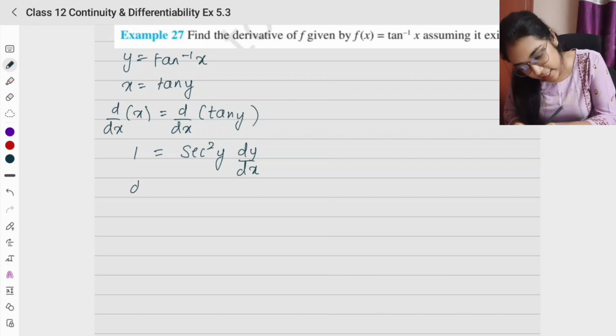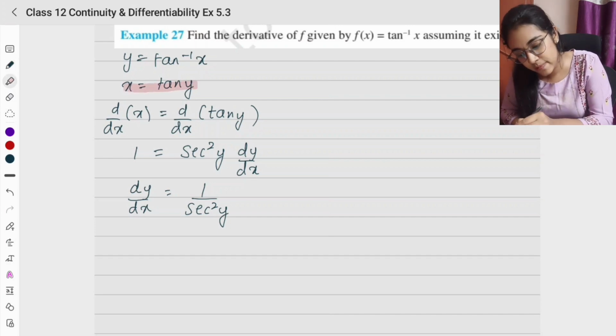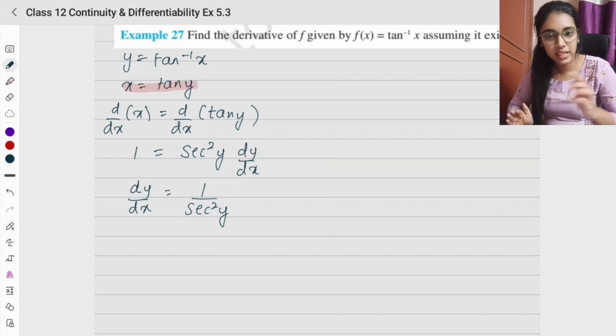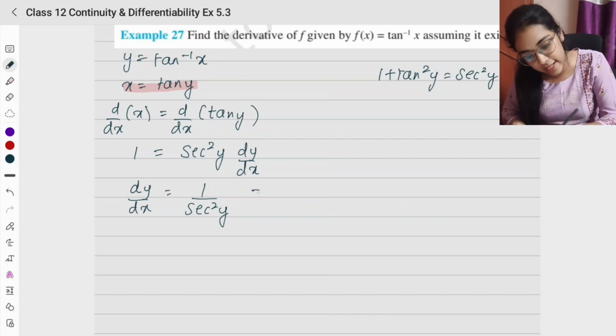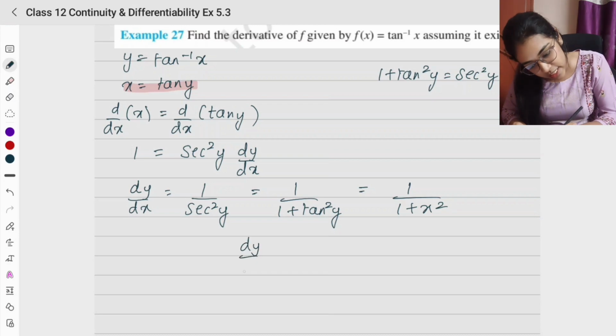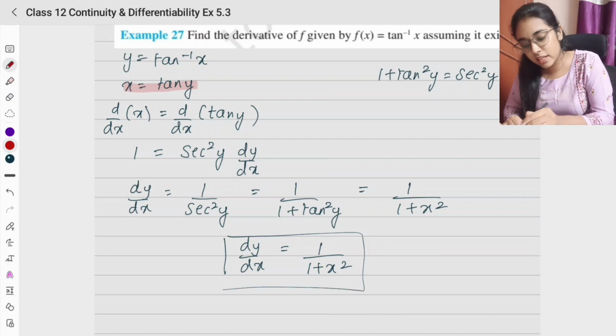So what do we have here? dy by dx is equal to 1 divided by secant square y. But what do you see here? Your x value is tan y. Correct? So how can we write secant in terms of tan? I know that 1 plus tan square y is equal to secant square y. So I can rewrite my answer as 1 divided by 1 plus tan square y, and I know that tan y is x. So I have 1 divided by 1 plus x square. So what is my final answer? dy by dx is equal to 1 divided by 1 plus x square. Okay, it is very, very simple. For the final answer, try to write it in terms of x as much as possible.